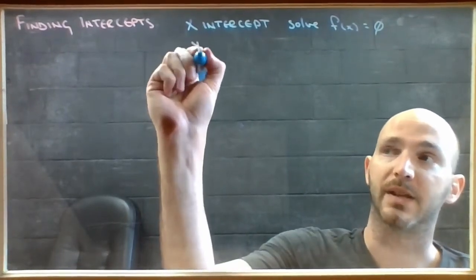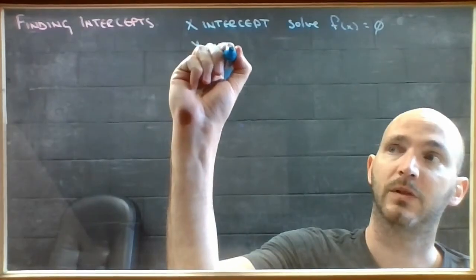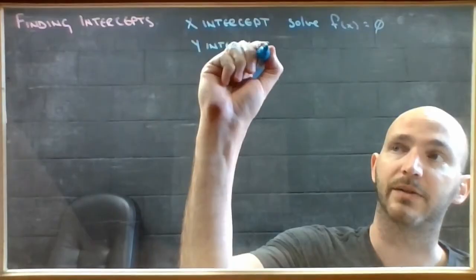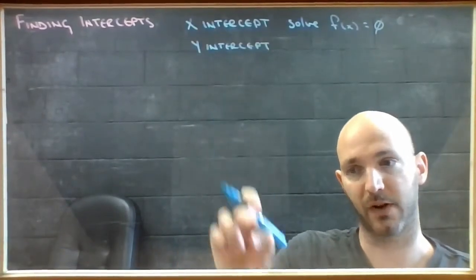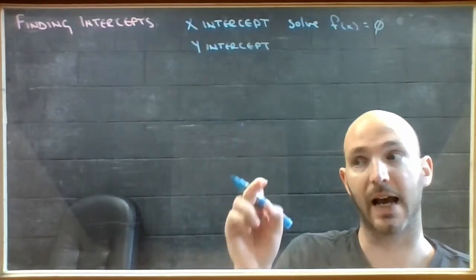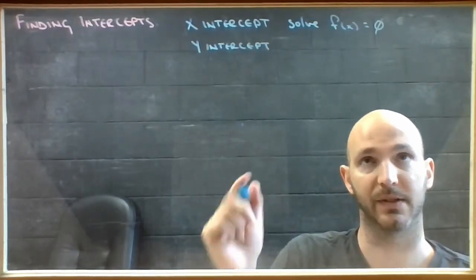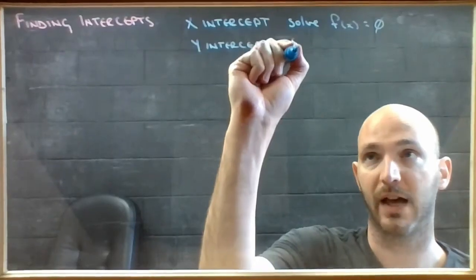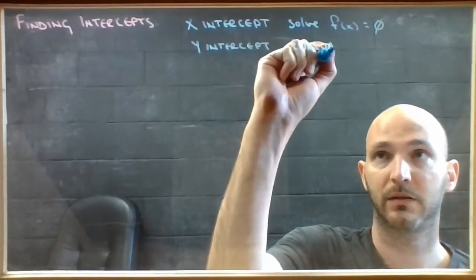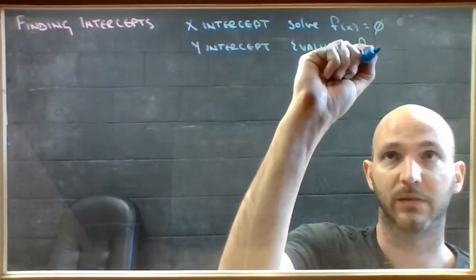For the y-intercept, get that written down there, y-intercept, that happens when the function crosses the y-axis. That occurs when the x value is 0. So you are evaluating the function at 0.